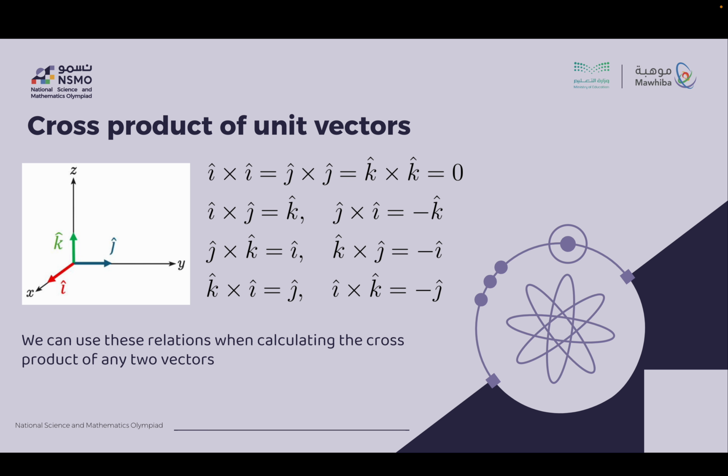To calculate the cross product of any two vectors, first let's see what the cross product of the unit vectors is. If you take the cross product of any unit vector with itself, so i cross i, j cross j, or k cross k, the result will be 0. Taking the cross product of two different unit vectors gives the third one, but sometimes with a minus sign. Try to see this for yourself, using your right hand.